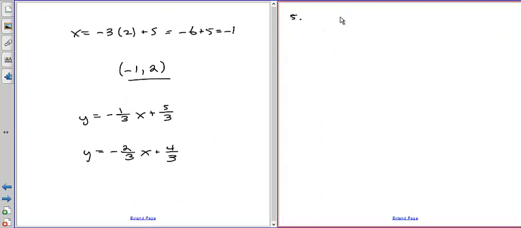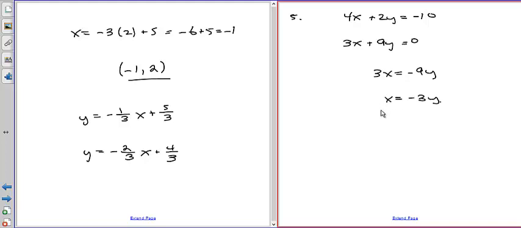Okay, number 5, 4x plus 2y equals negative 10, and 3x plus 9y equals 0. Now I'm going to solve for x because that'll make it so I don't have any fractions. So you get 3x is equal to negative 9y, or x equals negative 3y. So that's my substitution. We'll use that later. Plug that into the first equation. So for x, we put in negative 3y. Second term stays the same.